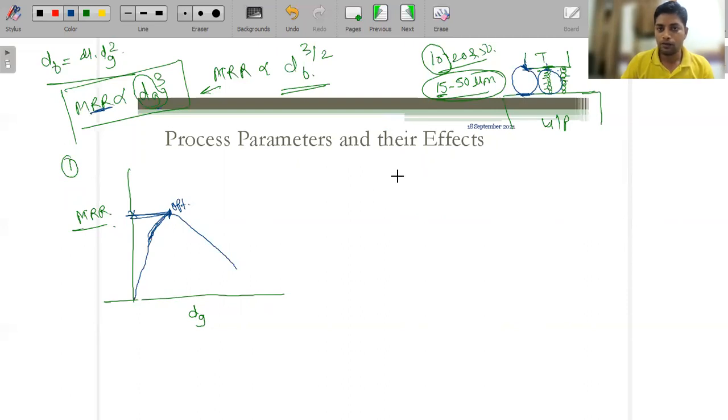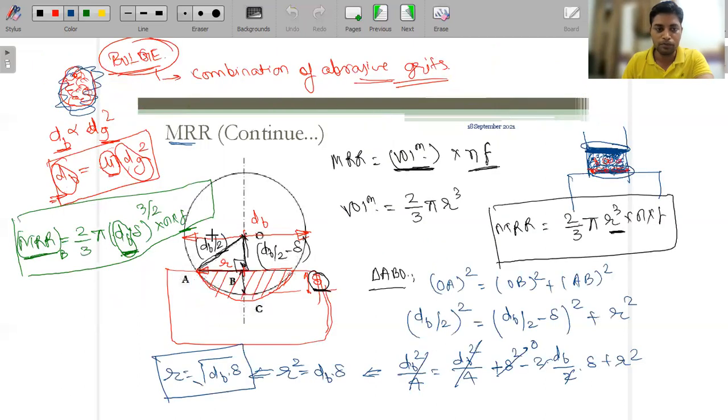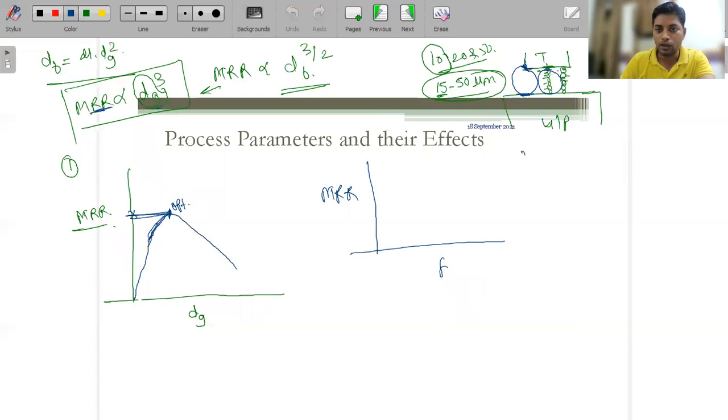Now, there is one more thing. The second one is the material removal rate with respect to the frequency. You can directly get it from this relationship: if we keep the bulge or the grid diameter constant, and delta is constant with respect to the bulge diameter, then it is only dependent on the frequency. So the material removal rate will be directly proportional to the frequency. If you see the curve, it will be a straight line.